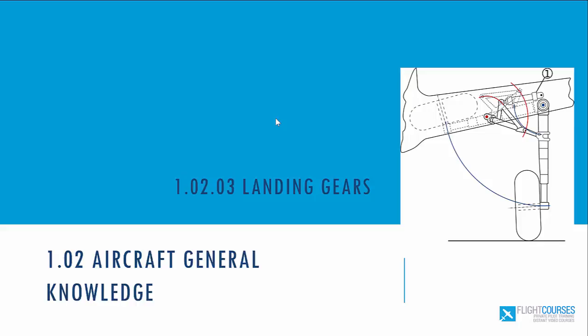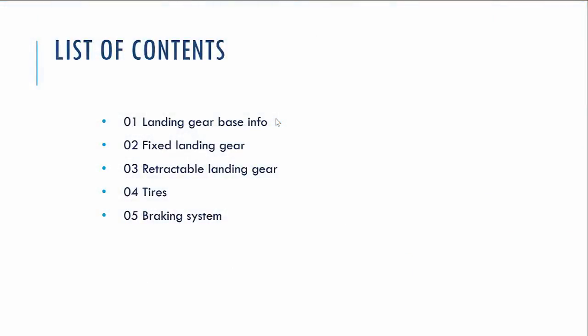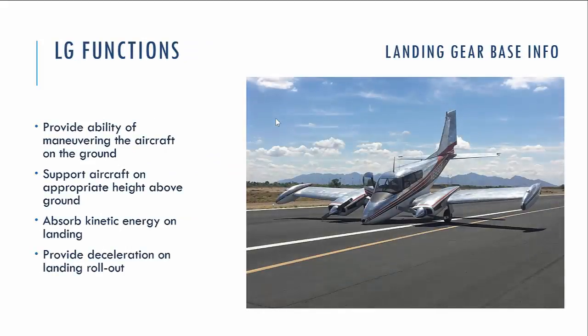So now we are going to talk briefly about the construction of landing gear, about fixed and retractable landing gears, and also we talk about tires and braking system. Okay, so I think everybody knows the reason why we have the landing gears on the aircraft. First of all, to provide ability of maneuvering the aircraft on the ground. So we have to change position of the aircraft from one point to another, from apron to the runway, to roll out the aircraft during takeoff or landing.